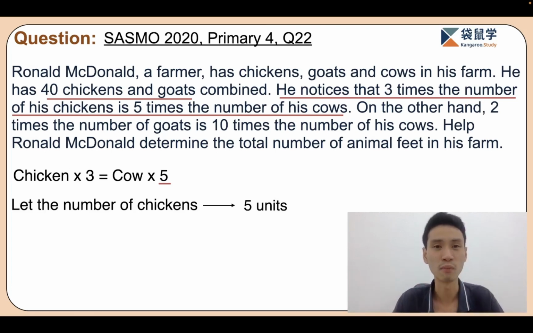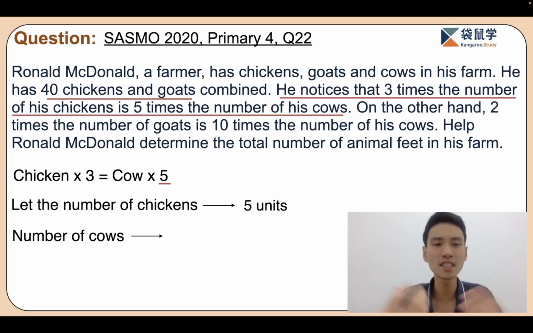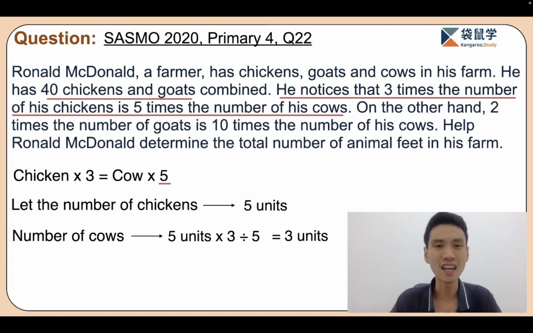And with that assumption, can we now calculate the number of cows in terms of units? Yes, we can. We just take the number of chickens in terms of units, and because 3 times the number of his chickens is 5 times the number of his cows, we would take 5 units times 3 divided by 5. And it would be how many units? 3 units for the number of cows.